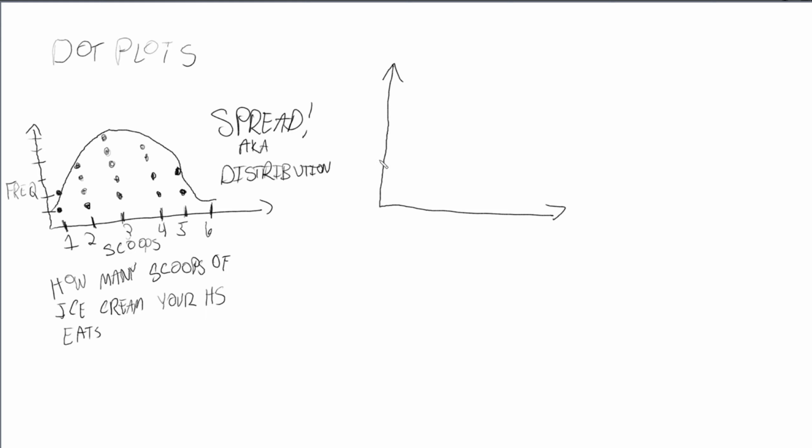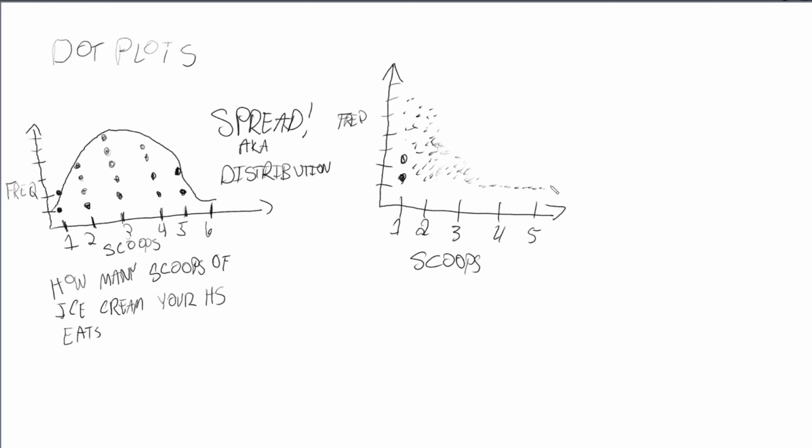Now with skew, let's say, I'm just going to draw this out real quick again. 1, 2, 3, 4, 5. Now, let's say scoops, and this is going to be frequency. If most of your data, I'm just going to do a bunch of dots like this. This isn't how your dot plot should look, by the way, because this data is discrete, meaning that it is one number or another. It has to be an integer. It's either 1 or 2. It can't be in this middle area. But let's just say we're doing this and your data ends up looking like this.